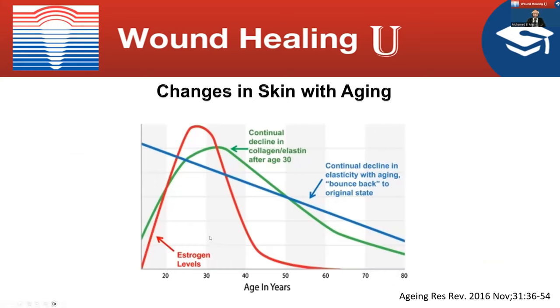Here, as you can see in this graph, over time, starting at the age of 30, the extracellular matrix, especially the collagen and the elastin, started to drop. And this is also correlated with the estrogen levels, as you can see here, which will be decreasing over time. That's why we will spotlight, at the end of my slides, the estrogen's positive effect on the healing of wounds and the quality of the skin, as well as hormonal therapy.